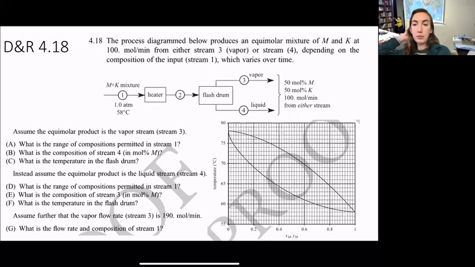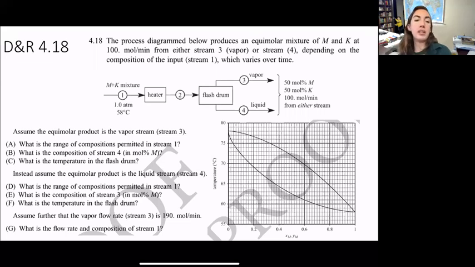But what the question will say is something along the lines of, for the example problem that we solved in discussion, what was our goal? And the goal was to have a stream that is 50% M at a flow rate of 100 moles per minute. I hope that makes sense. Okay.